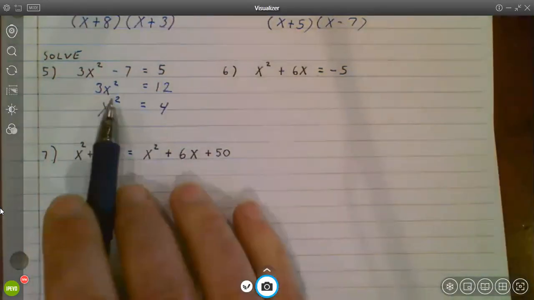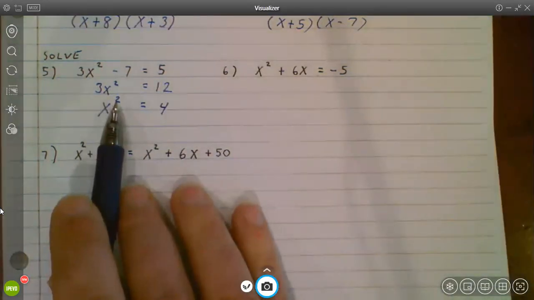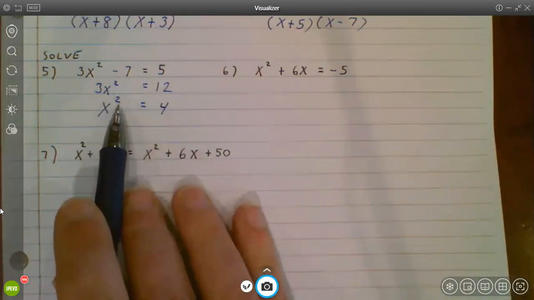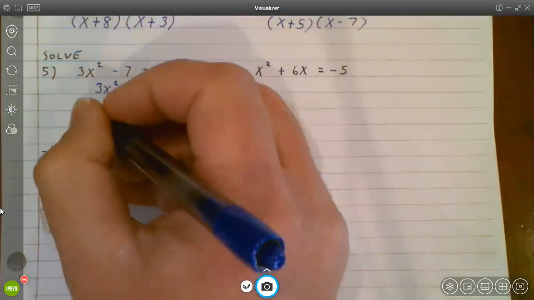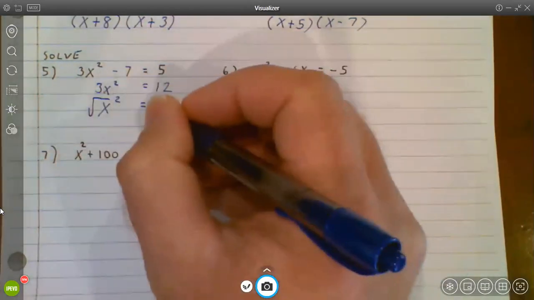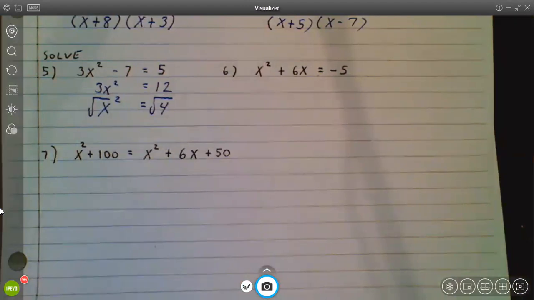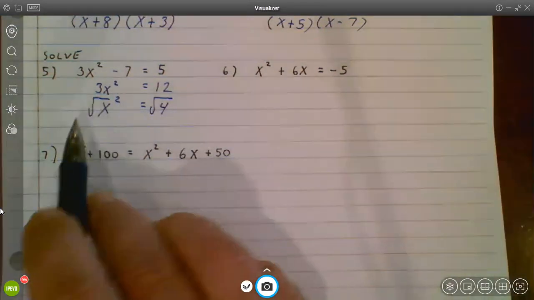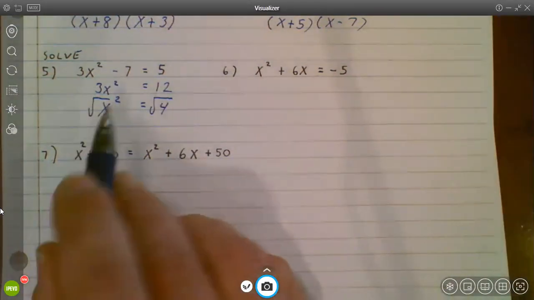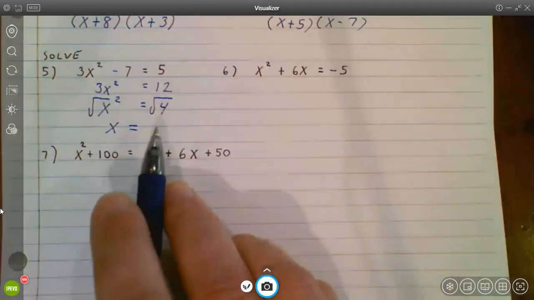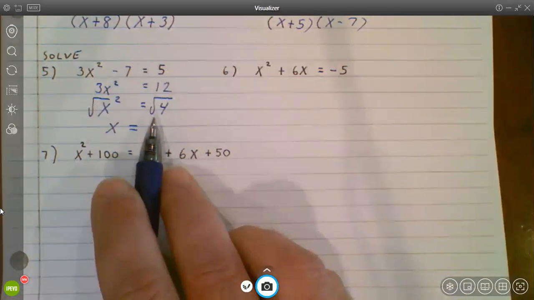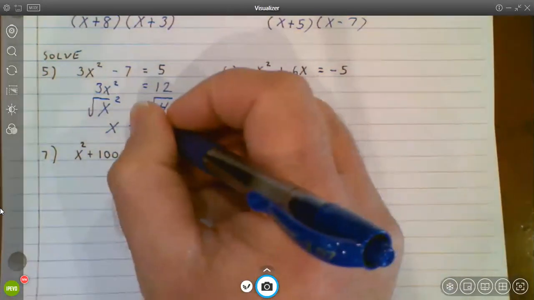So what is the opposite of x squared? What is the opposite operation of squaring something? Square root. You got it. So we're going to simply square root both sides to get our answer, because the square root of x squared is simply x. On the other side, the square root of 4 we obviously know is 2.